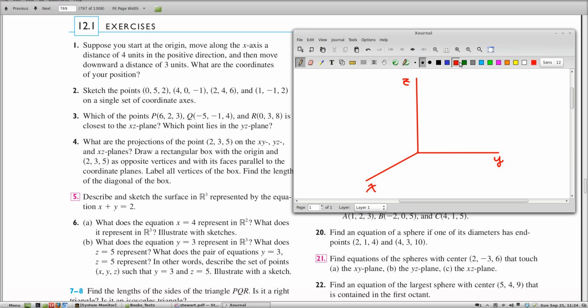So first let me plot the point. So the point is 2, 3, 5 here. So 1, 2, then 1, 2, 3, then 1, 2, 3, 4, 5. So let me sort of draw the best picture I can here. Okay.